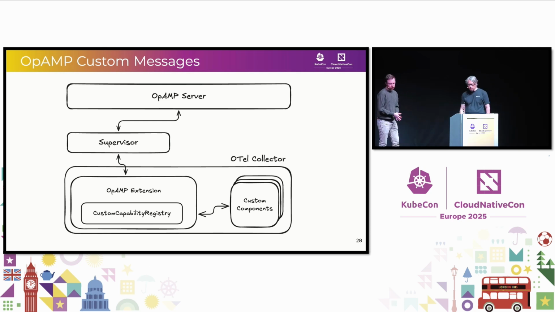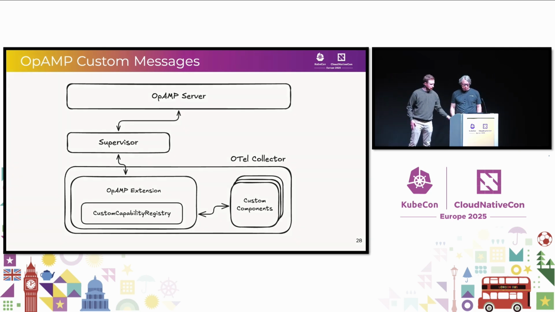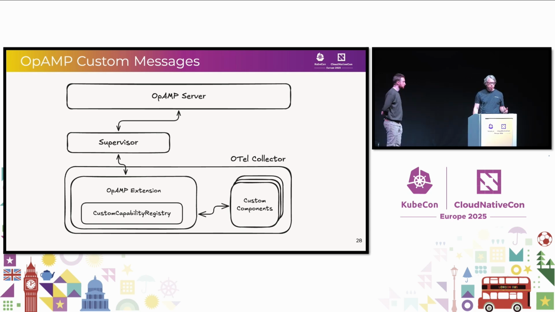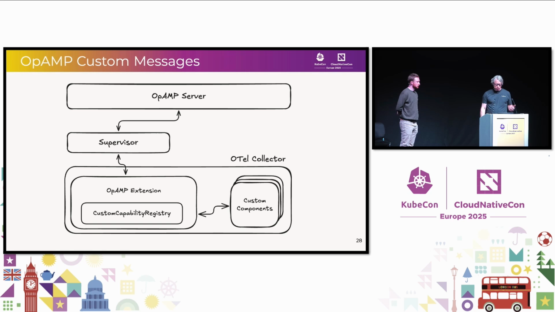So earlier I described the custom message feature that was added to OpAMP this last year. I'm going to show you how that's implemented with the supervisor. Basically, the OpAMP extension maintains a registry of custom capabilities. Custom messages are sent from the server to the supervisor, and the supervisor forwards them to the OpAMP extension running in the collector, and then the OpAMP extension dispatches those to the component that implements that custom capability.